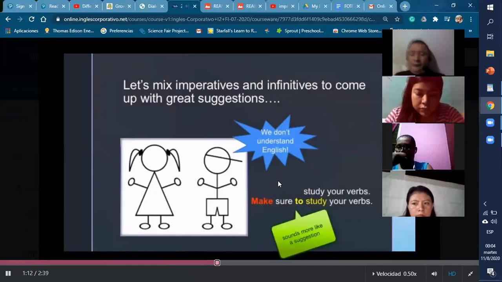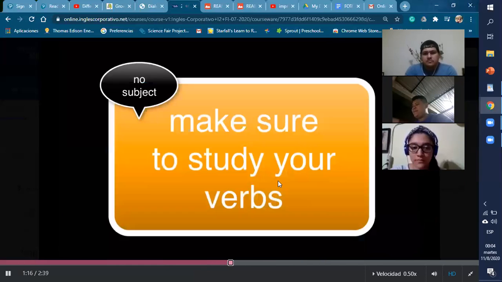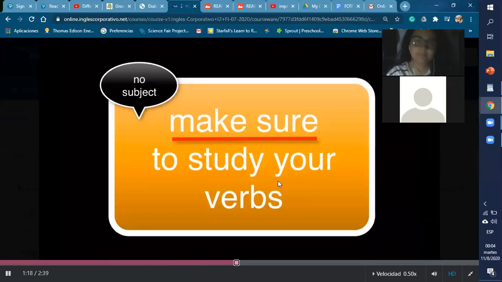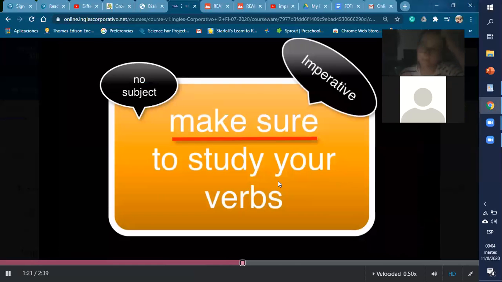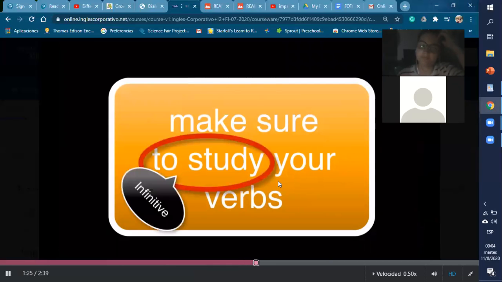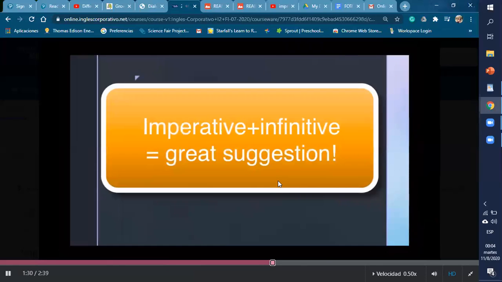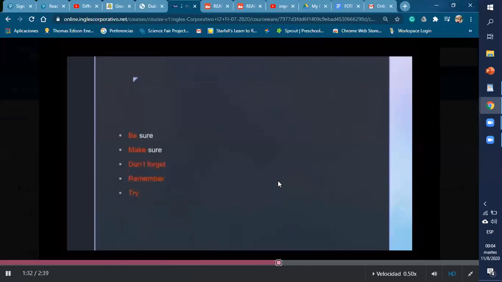to study your verbs. Check, at the beginning we have no subject and then a verb, which means it's an imperative. Make sure. Moving forward to our infinitive, to study. So when we put an imperative with an infinitive together, we can come up with a great suggestion. We will leave you now with some common expressions we use as imperatives to give suggestions. Be sure, make sure, don't forget, remember, try.